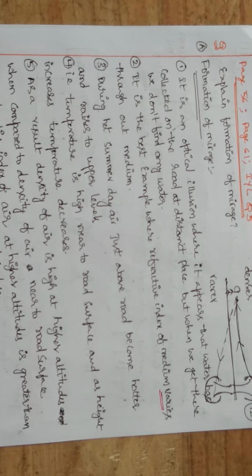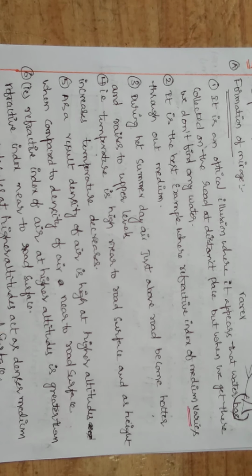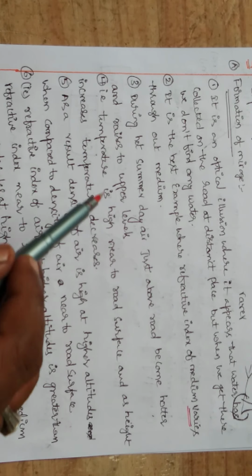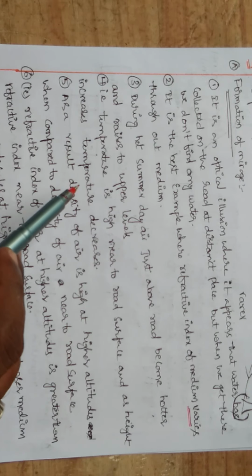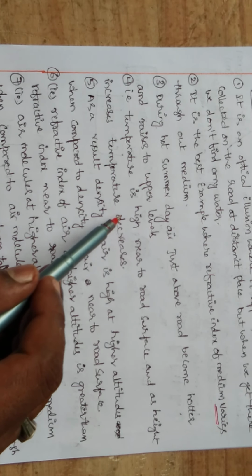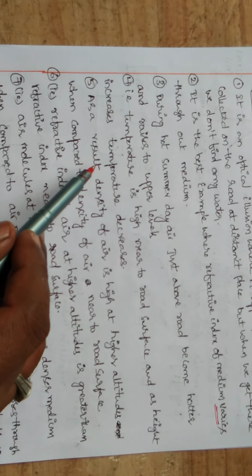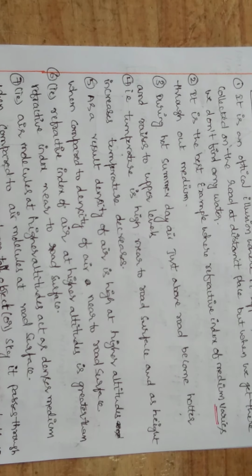Now coming to the explanation I have given in the paper. During a hot summer day, air just above the road becomes hotter and rises to the upper levels. That is, temperature is high nearer to the road surface. As height increases, temperature decreases. In the higher layers of the atmosphere, temperature is less. As the temperature is less, density is also less. That layer acts as a denser medium. Nearer to the earth's surface, it acts as a rarer medium.